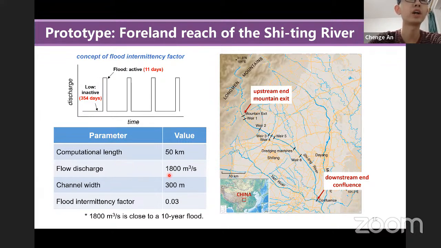We apply a discharge of 1,800 cubic meters per second, which is close to the discharge of a 10-year flood. And we apply a flood intermittency factor of 0.03, which means that the river is in flood and morphodynamically active in 11 days of a year. And we apply a channel width of 300 meters.